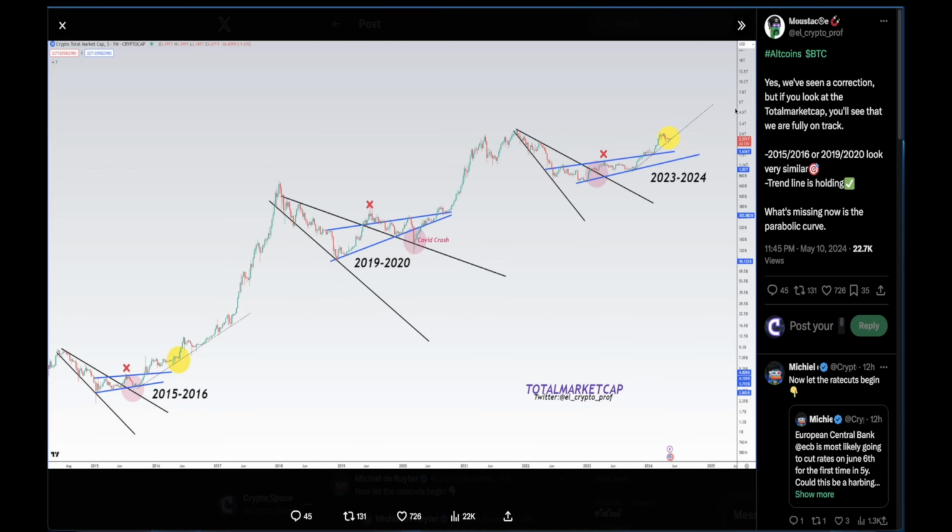And now let's have a look at altcoins. According to El Crypto Pro, yes, we've seen a correction, but if you look at the total market cap, you will see that you are fully on track. 2015, 2016, or 2019, 2020 look very similar. Trend line is holding. What's missing now is the parabolic curve.